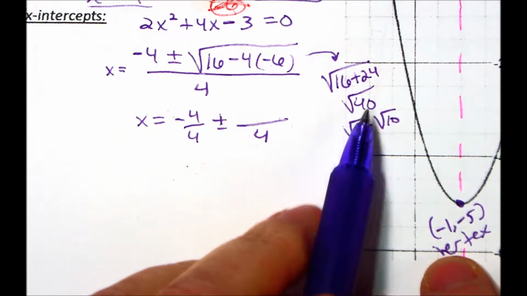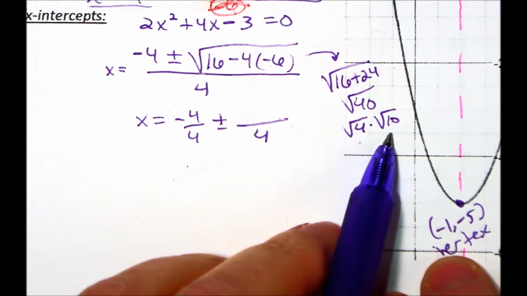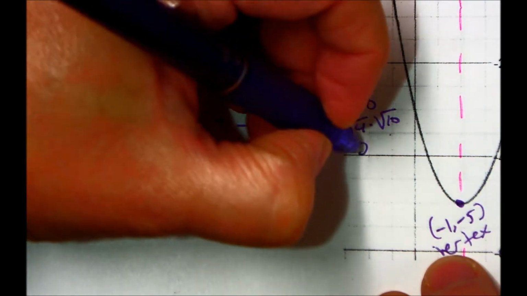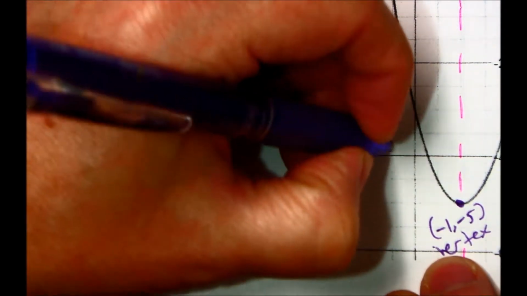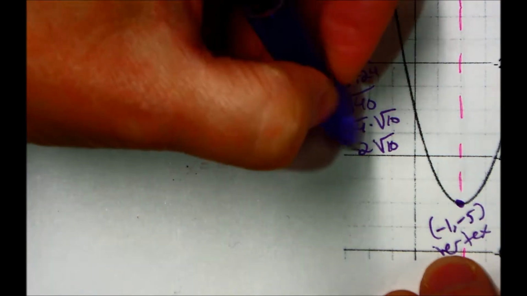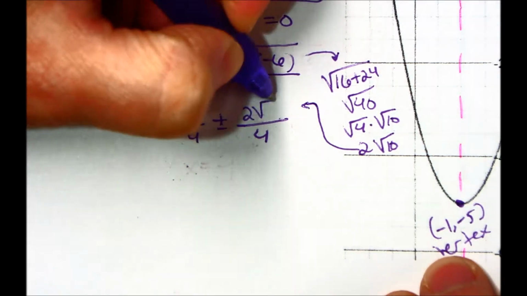So I can factor the square root of 40 into the square root of 4 times the square root of 10, where your square root of 4 then becomes 2. 10 is an even number, but it does not have any factors that are perfect squares other than 1, so it cannot be simplified anymore.